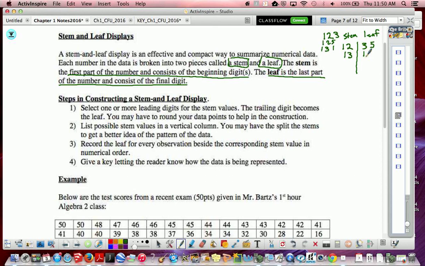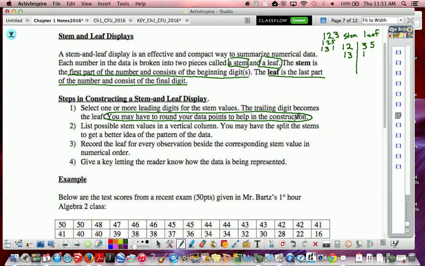So here are the 4 steps you want to do. The first step says select 1 or more leading digits for the stem. The trailing digit becomes your leaf. Note here, this is the big key piece that can help you a ton: you might have to round your data to help with your construction. You'll list all your possible stem values in a vertical column. It says you may have to split the stems to get a better idea. I'll show you how that works in this example about splitting the stems.